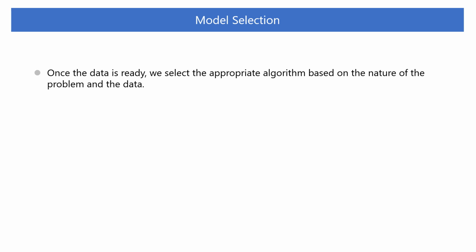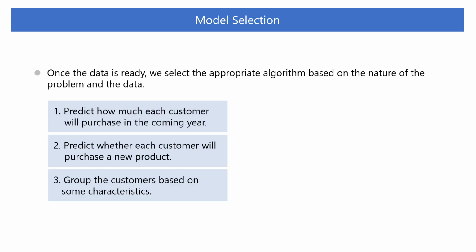Once the data is ready, we select a model. Here, we choose the appropriate algorithm based on the nature of the problem we are working on and the nature of the data. Suppose we are analyzing customer data. Here, we have three problems we want to analyze. The first is to predict how much each customer will purchase in the coming year. The second is predicting whether each customer will purchase a new product. The third is to group the customers based on some characteristics.